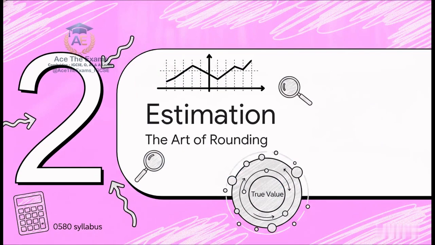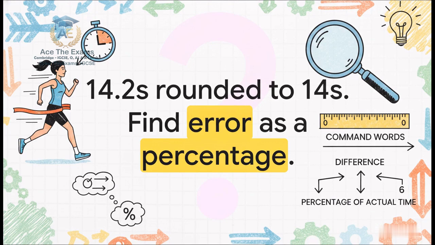Moving on to Module 2, the art of estimation. You know, Cambridge exams demand a lot more than just exact calculations. They demand strategic rounding. Whenever you round a number, you introduce a tiny distortion into the universe, and the examiner specifically wants to see if you can quantify exactly how much distortion you've just introduced.